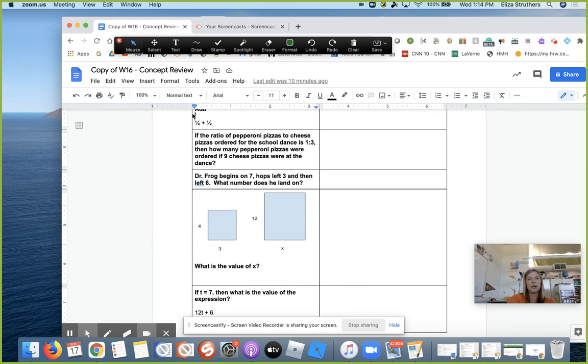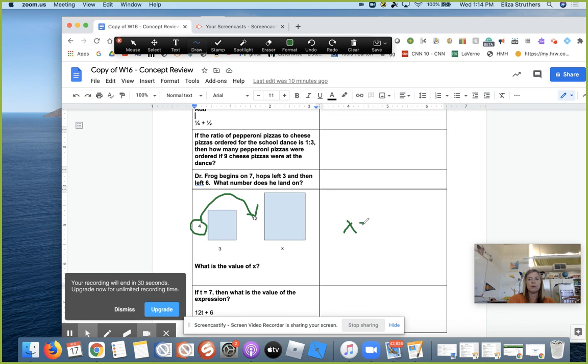What is the multiplier in this case? Remember, what did you have to do to this number to get to that number? What's the multiplier? You multiplied it by something. 4 times what gets to 12? 3. The multiplier is 3. So whatever you do to this number, you have to do to this number. So the x becomes, you got it, x equals 9.